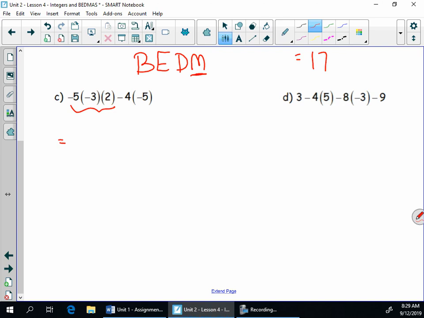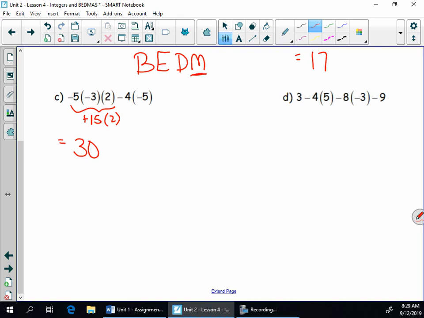Negative 5 times negative 3 times 2. I can multiply it all together like we did the other day. 2 negatives make a positive. So I end up with a positive. 5 times 3 makes 15 times 2. I get 30. And you can do this all at one time if you want to. 5 times 3 times 2 is 30. And if you count your negatives, there's an even number of them, 2. So you know your answer is positive.